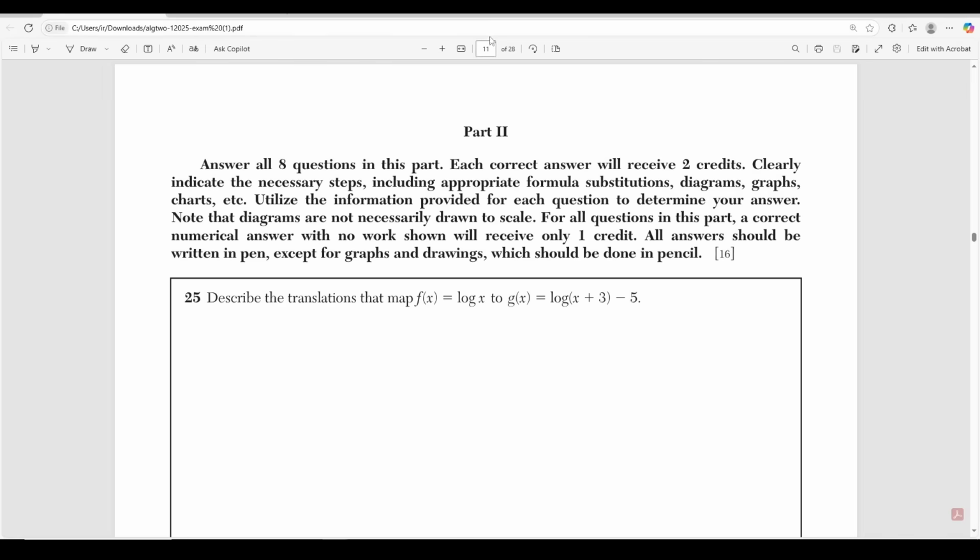In this video we're going to be focusing on part 2, which are 8 short response questions, each worth 2 points. A link to this test can be found in the description of this video if you want to follow along at home, alongside videos that go over part 1, 3, and 4 of this exam, so please check those out.